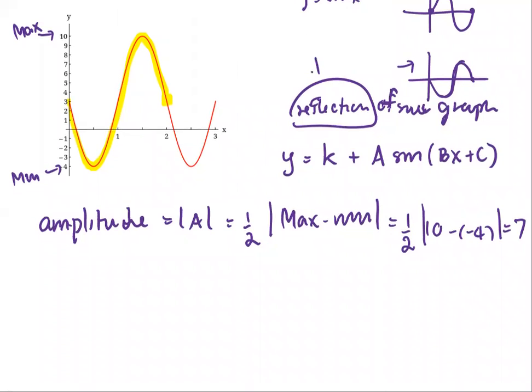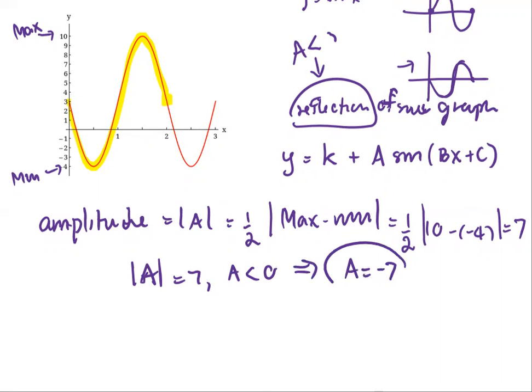From the information, we know that it is a reflection, so A is less than 0. For the absolute value of A equals 7 and A less than 0, therefore the A value is -7. So we got one number down.